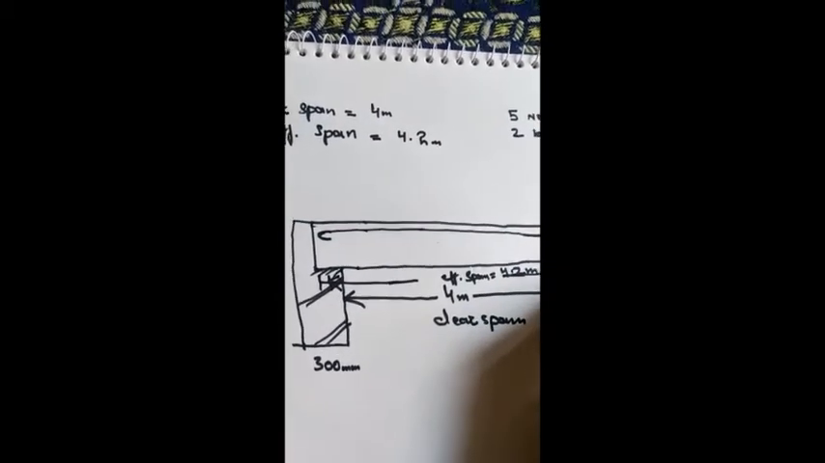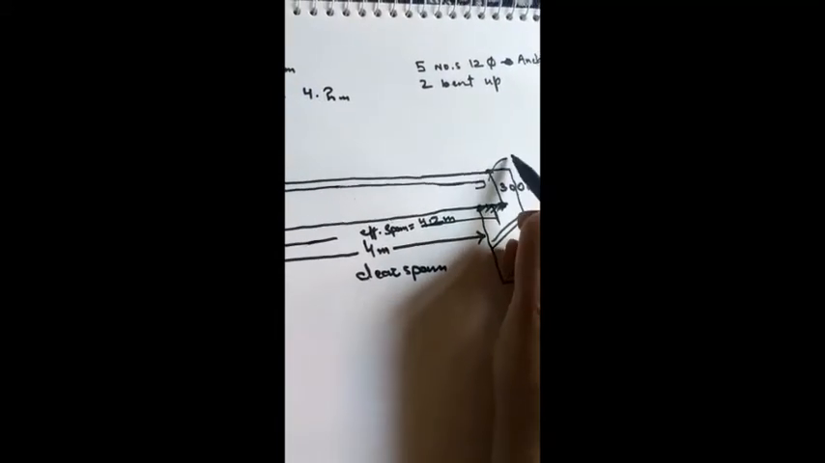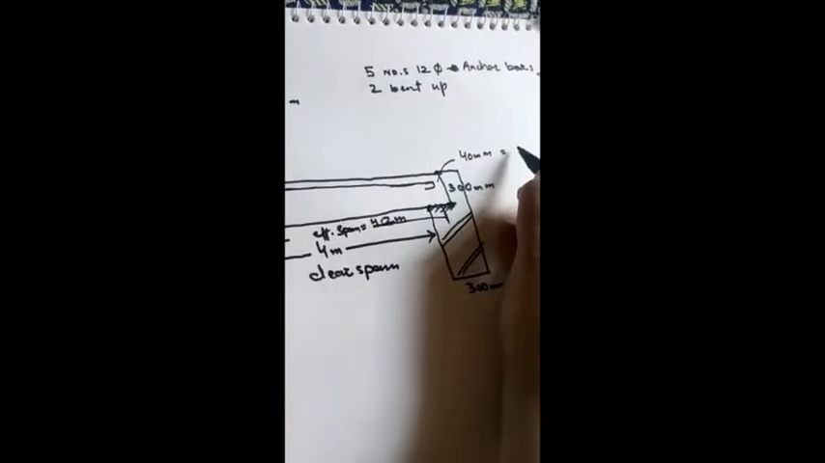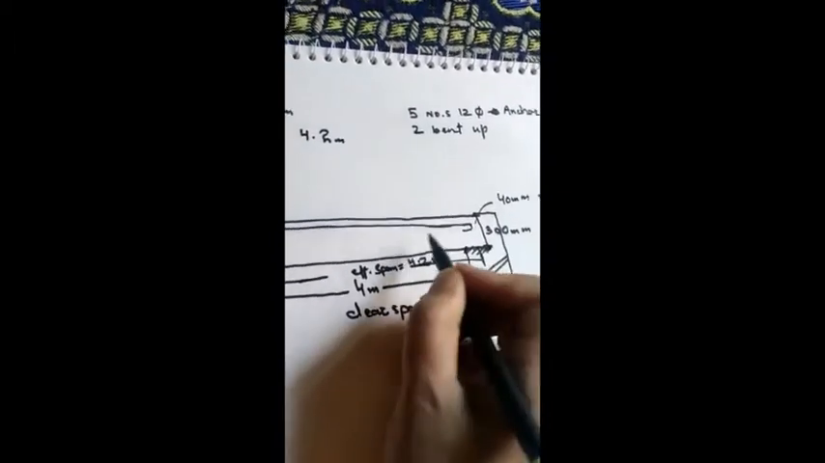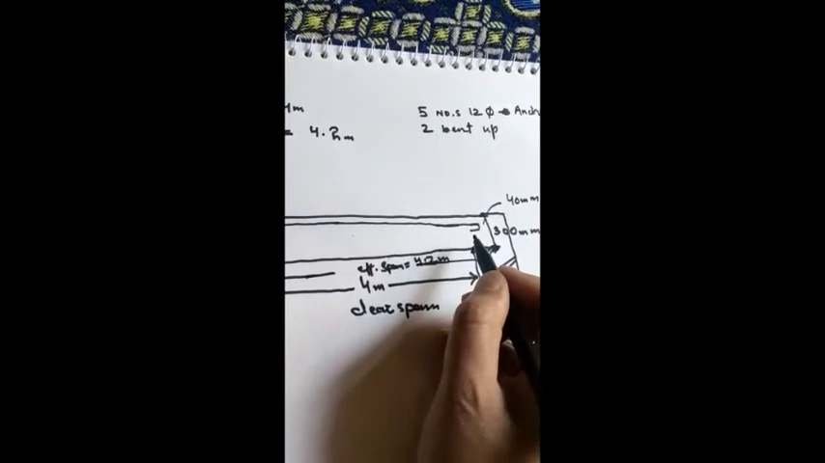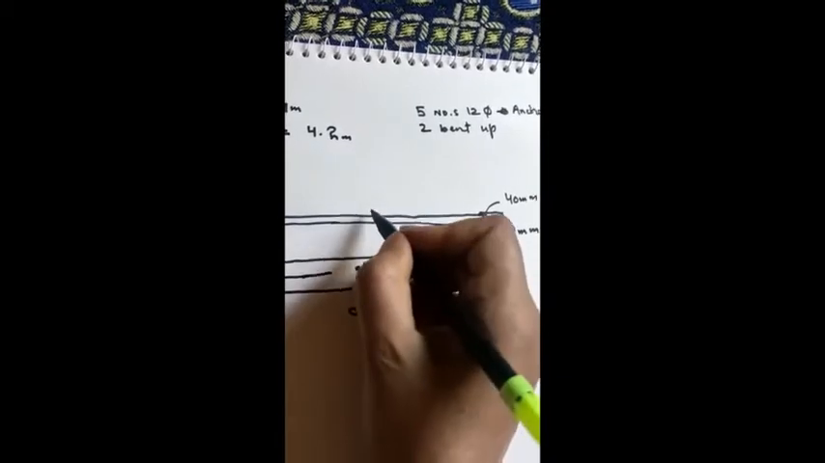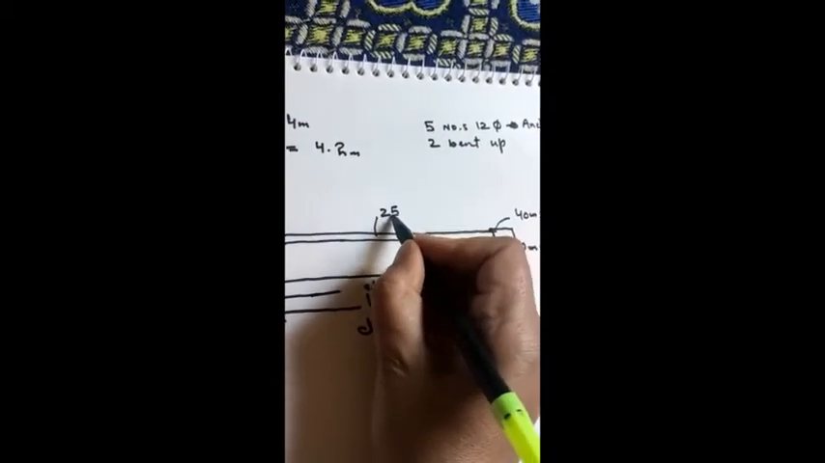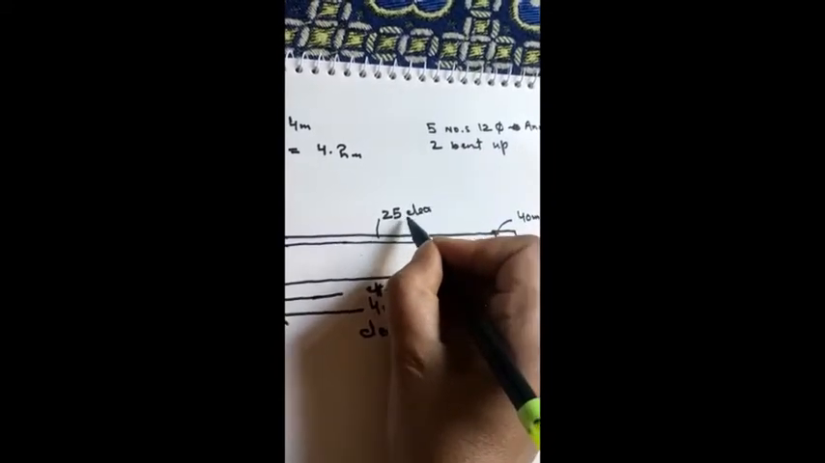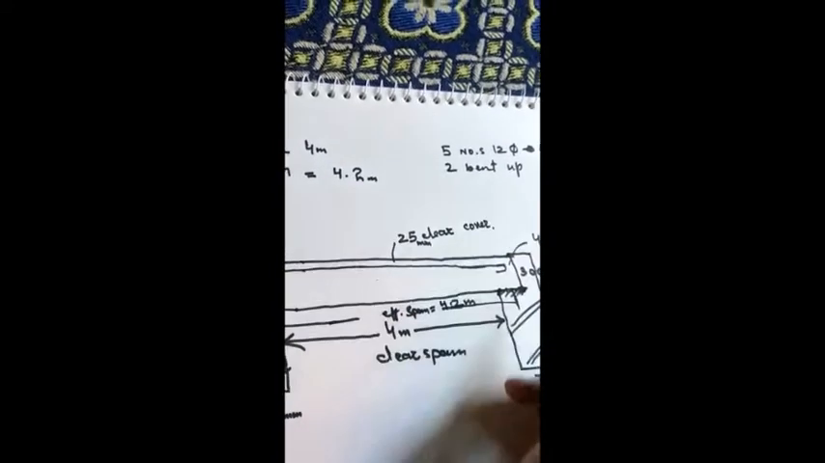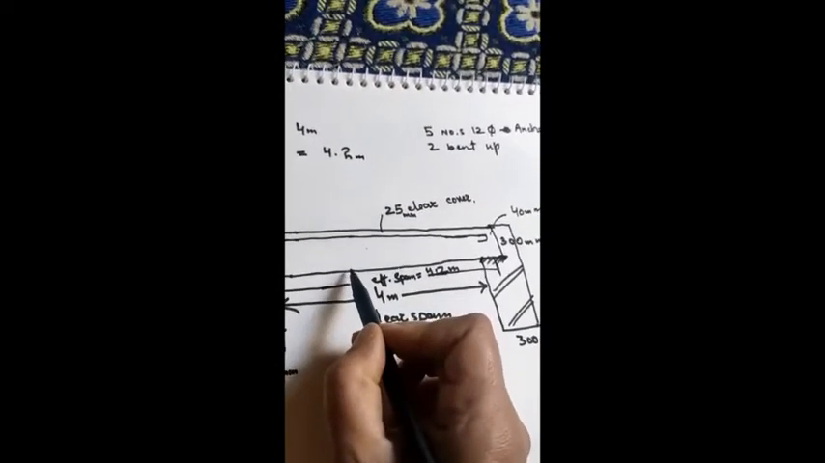End cover is here, this is end cover, 40 mm. And clear cover is 25 mm. Clear cover. And for base 5 bars are there.